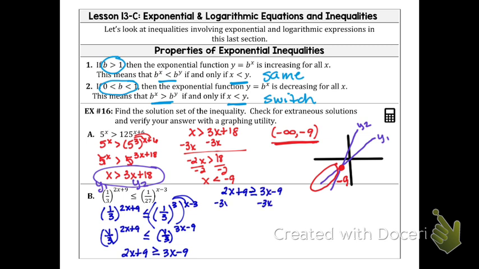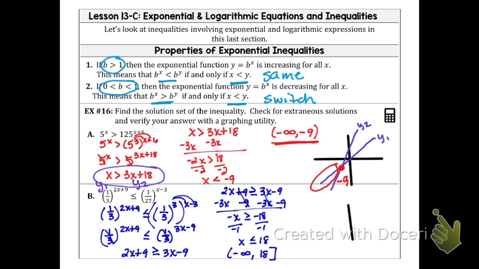Subtract the 3x. Subtract the 9. So I end up with negative x is greater than or equal to negative 18. Divide by negative 1, so x is less than or equal to 18. And so we know if it's less than, it's going to go from negative infinity all the way to 18. That is included because it has that equal to.